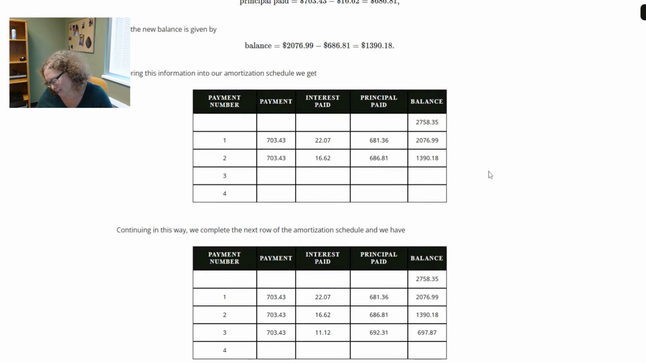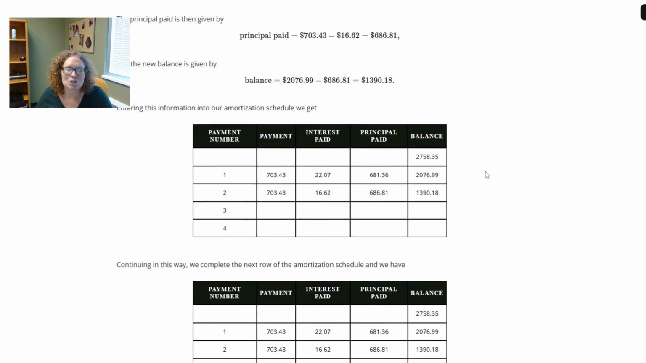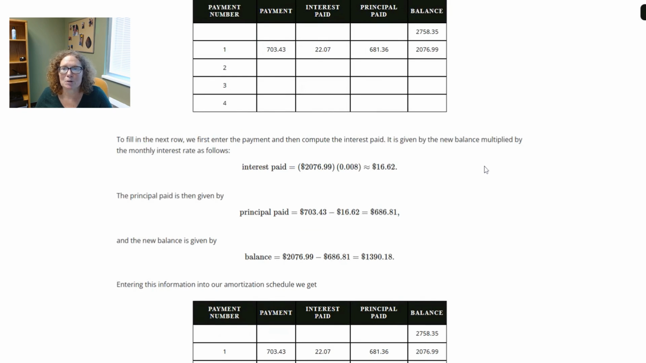Okay, so that's mortgages. Please let me know if you have any questions, concerns about this chapter. Just remember to plug in the numbers. The formula is basically the same that we've used before, the loan formula.